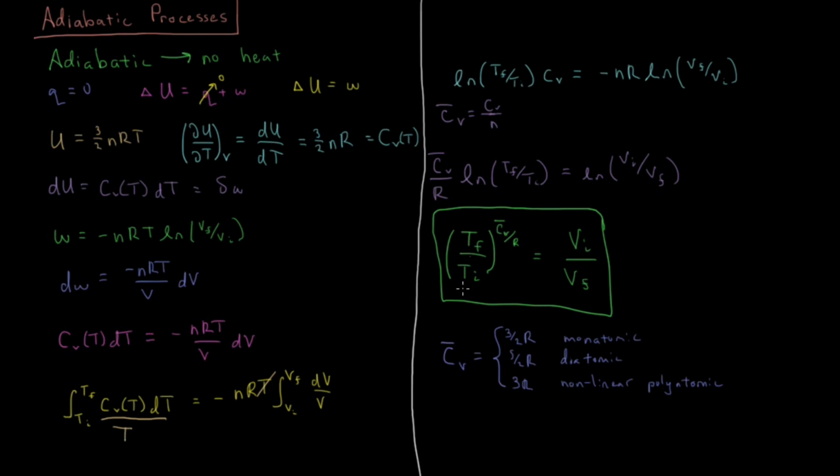So what you get here is T final over T initial to the power of either 3/2, 5/2, or 3 equals initial volume over final volume, because the 3/2 R cancels out with the R there. So we get TF over TI to the 3/2 equals VI over VF for a monatomic gas. Plug in your favorite kind of gas there, and you'll get whatever nice closed formula you want. And again, we need to remind ourselves that this is for the adiabatic reversible expansion or compression of an ideal gas.